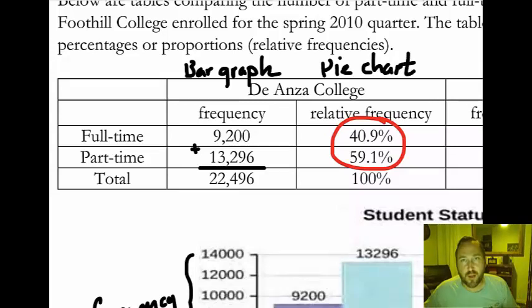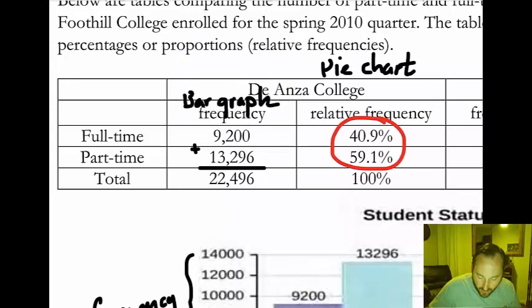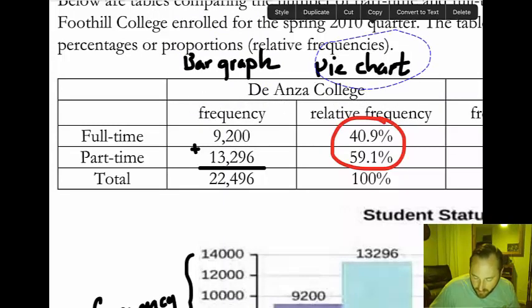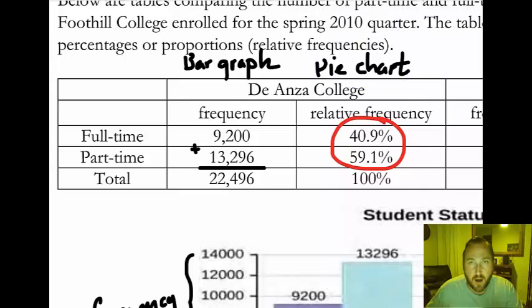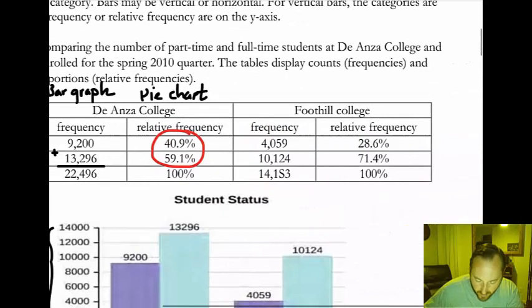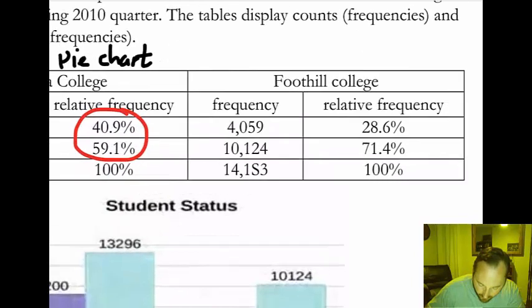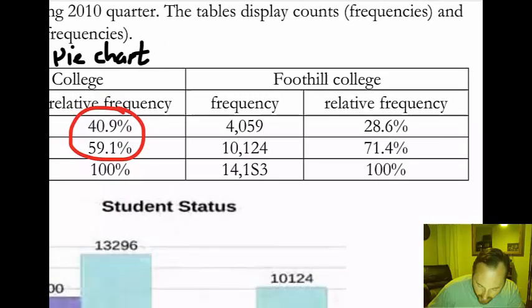Now honestly, they're both interchangeable concepts with one another. There is no reason why frequency has to be a bar graph and relative frequency has to be tied with a pie chart. You can mix and match these all day long. I'm just saying that typically frequency is reported for a bar graph, and typically relative frequency is reported for a pie chart. And the same thing is true over here for Foothill College.